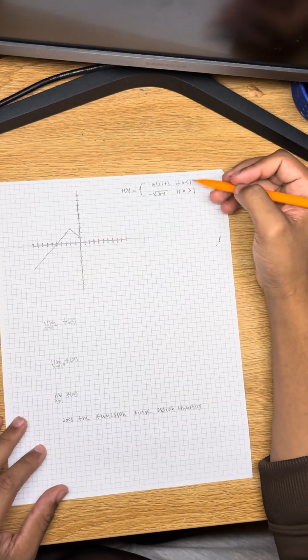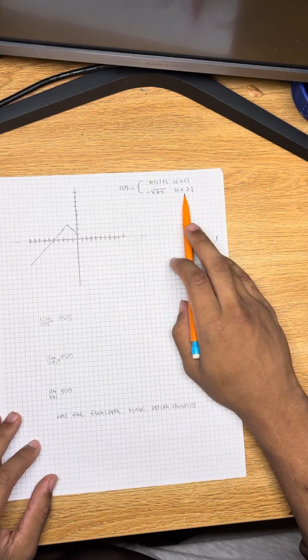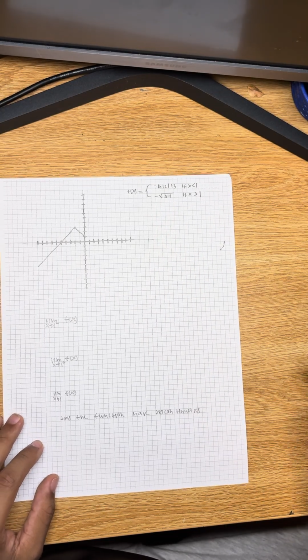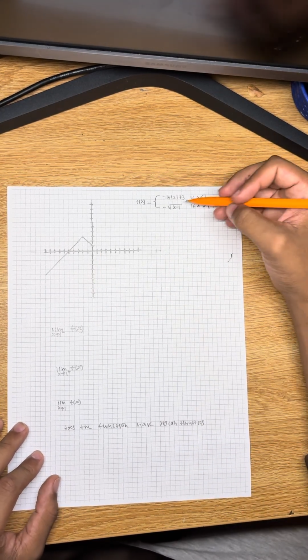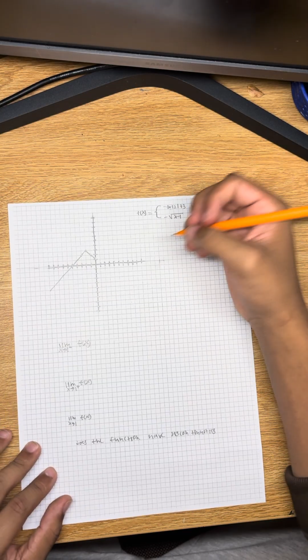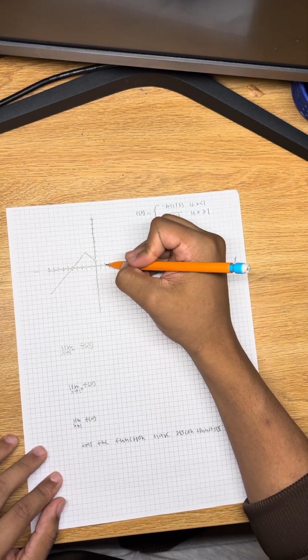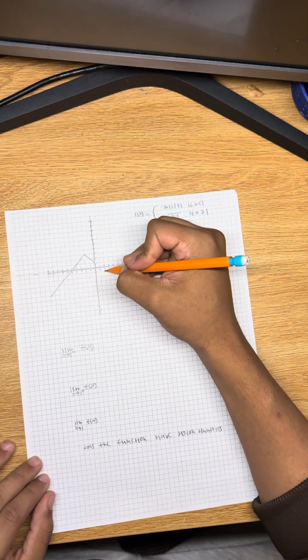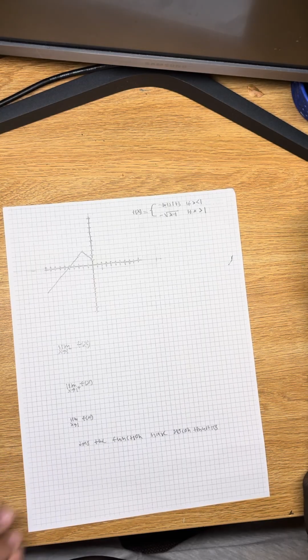Now for the right side, we have x greater than 1. We have negative square root of x minus 1. So we're going to input 2. So we have 2 minus 1, square root of 1, 1. So it's just going to equal 1. No, negative 1, my bad.